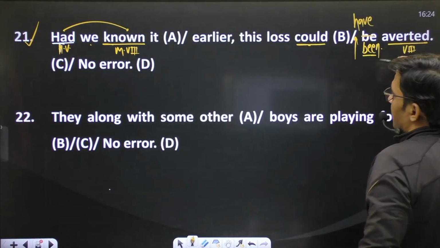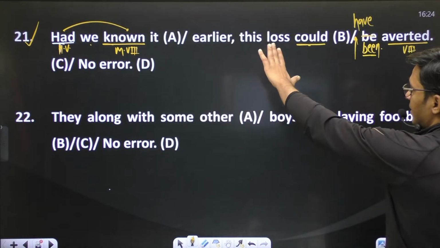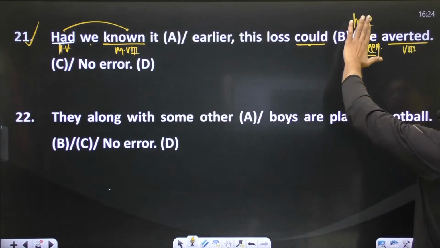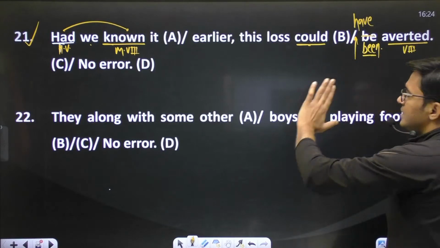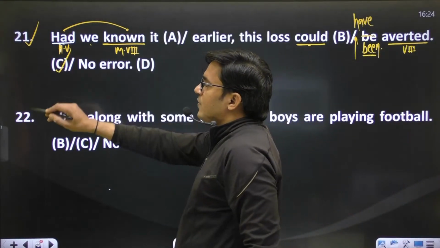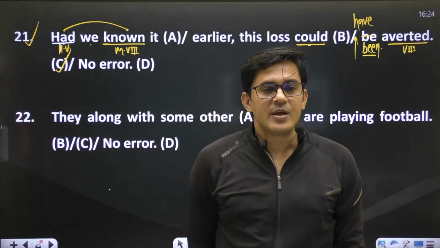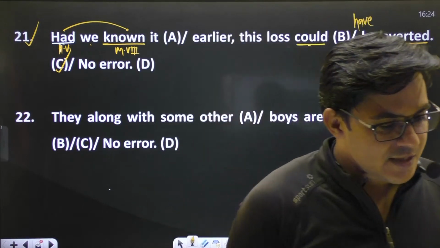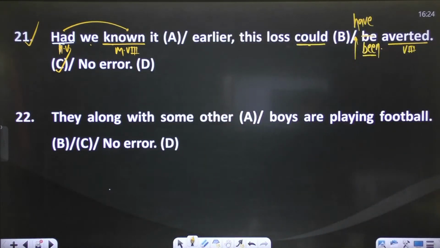So if you just apply like this, had we known it earlier, this loss could have been averted, the sentence will be fine, and you have an error in part C. Okay, let us move to the next sentence.